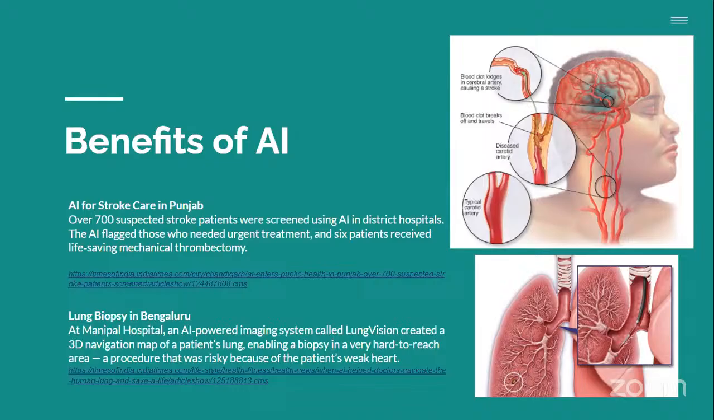So this was posted in the Times of India. I have given you the link as well. And then next is lung biopsy in Bangalore.